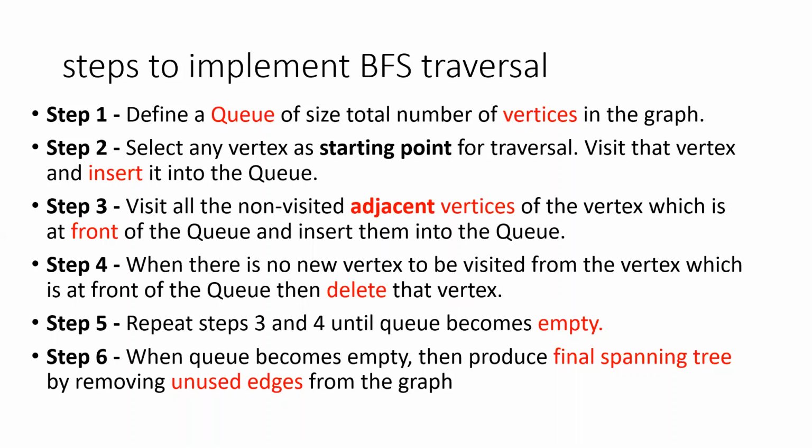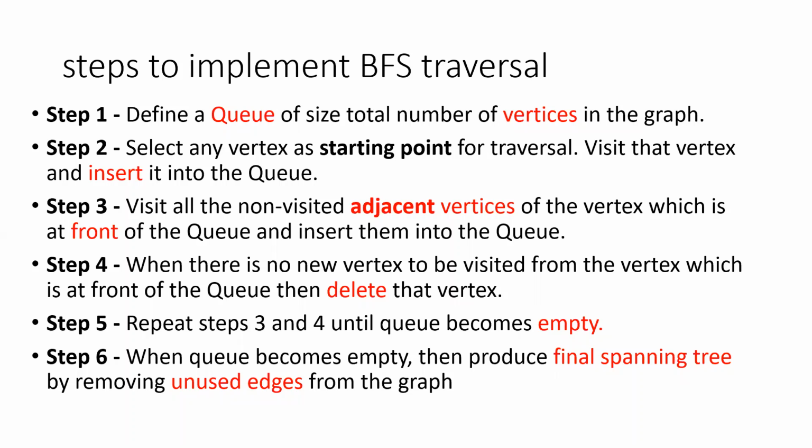Visit all the non-visited adjacent vertices of the vertex which is in front of the queue and insert them into the queue. When there is no vertex to be visited from the vertex which is at the front of the queue, that is, if you finished exploring all the adjacent vertices of the vertex which is in front of the queue, then we have to delete that vertex. You know, in a queue, deletion takes place at the front end. So delete that vertex. Now repeat the same step. Another vertex will be at the front of the queue, so explore that vertex. Repeat these steps 3 and 4 until the queue is empty.